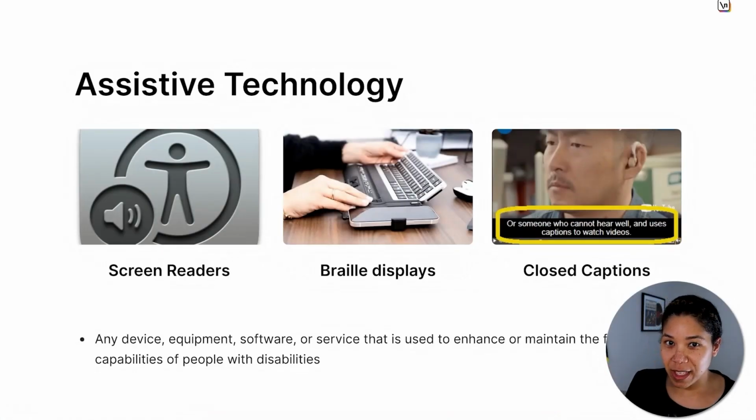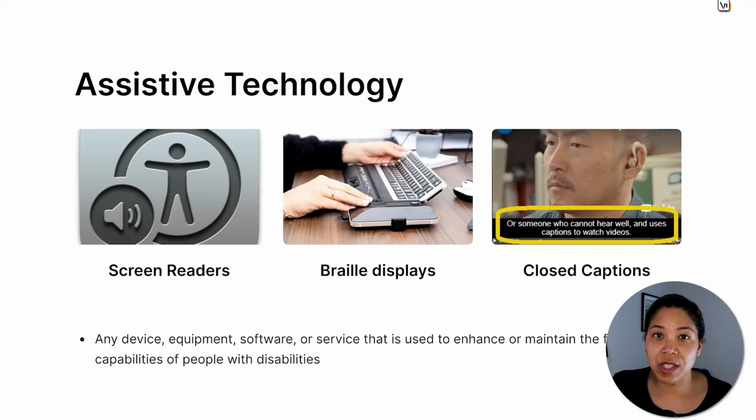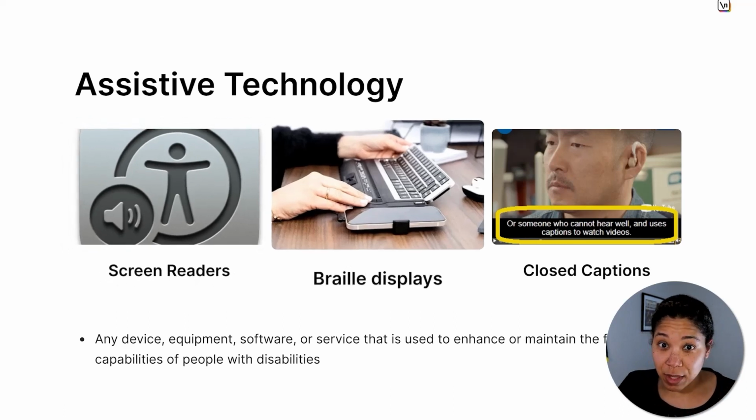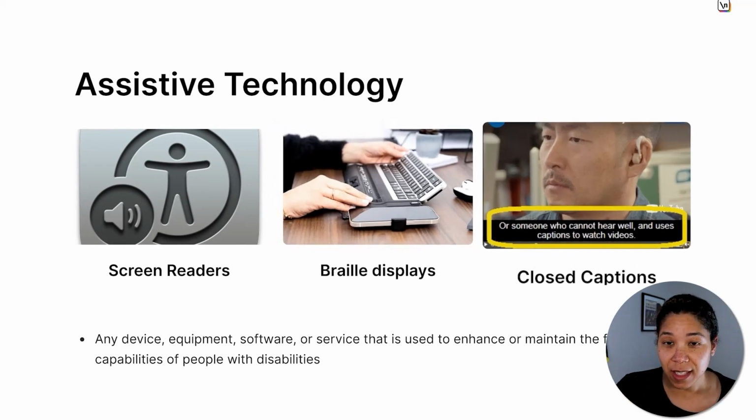The next term we'll look at is assistive technology. And this refers to any device, equipment, software, or service that's used to enhance or maintain the functional capabilities of people with disabilities. And assistive technology can encompass things like screen readers, which we'll take a look at in more depth in the next lesson. There's things like braille displays, and then there's also things like closed captioning, just to name a few.